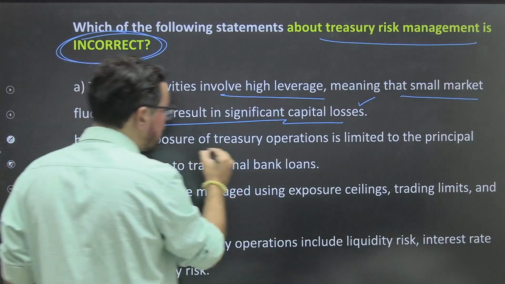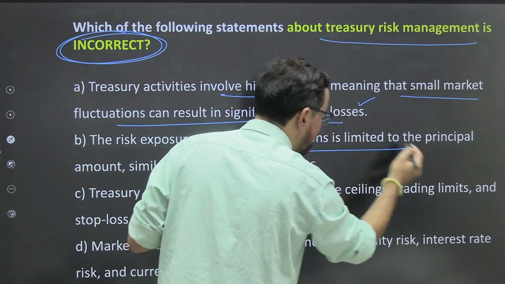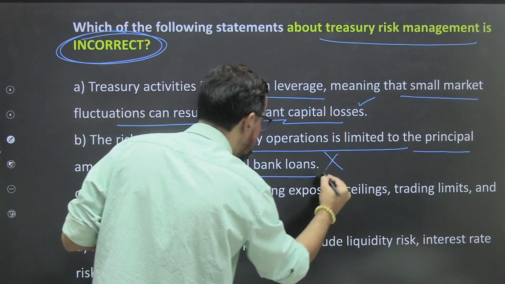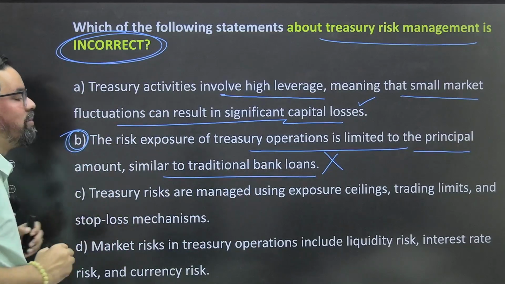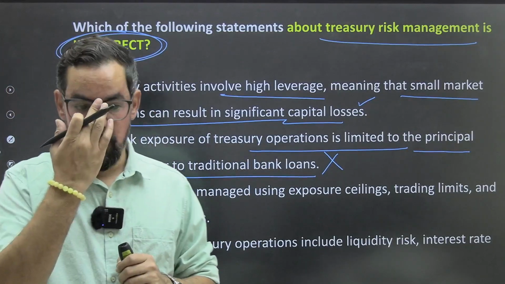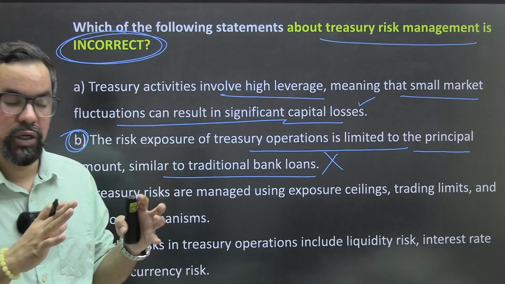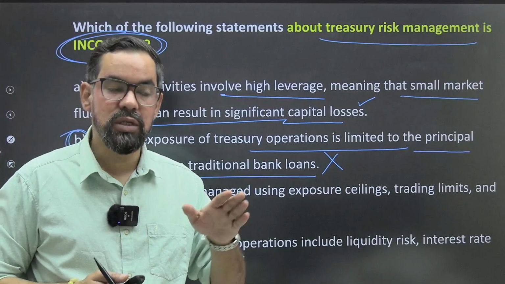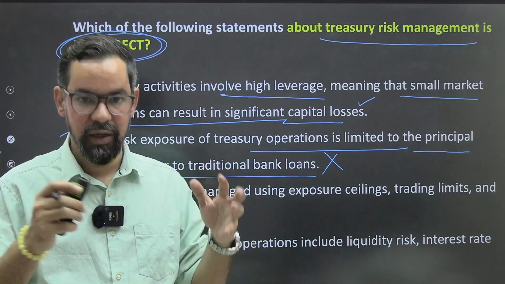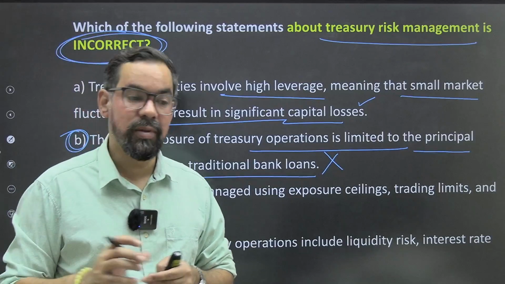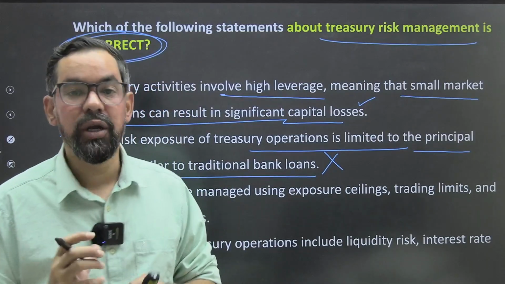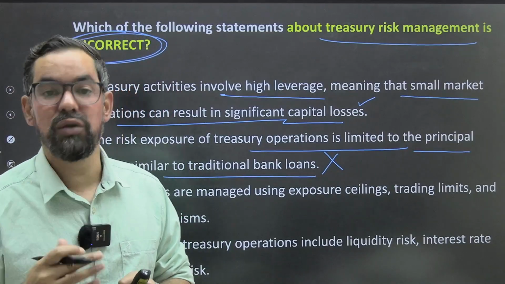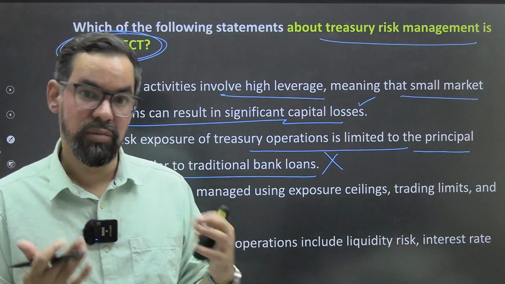The risk exposure of treasury operation is limited to the principal amount, similar to a traditional bank loan. No, this is wrong, team. It is not limited to the principal amount, right? Sometimes, especially in the case of commodities market, if you have ever traded in commodities, the market fluctuates in a very dynamic flow. If there is some news about that specific commodity, the price changes are very drastic and they become a reason for a huge loss borne by the investors. Sometimes it is for the bank also.